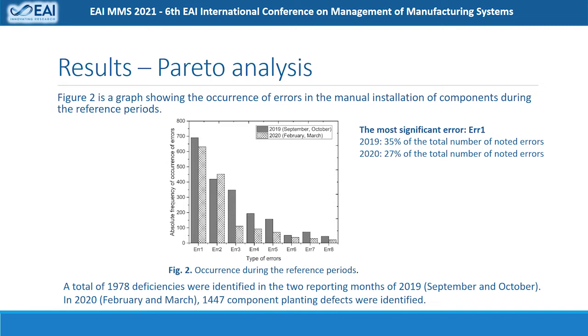In the 2020 year, 1447 component planting defects were identified, representing a reduction of almost 27%. Again, the most significant number was error 1, missing part, which accounted for approximately 32% of the total number of noted errors in a given period.